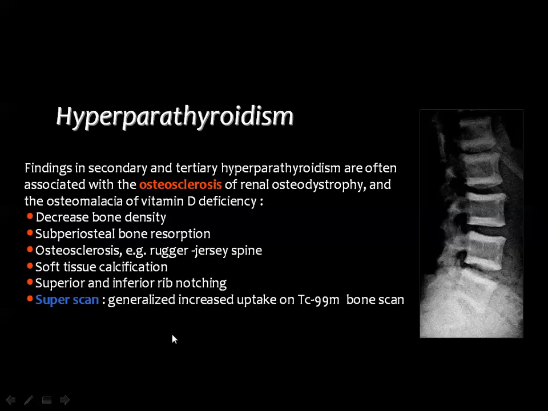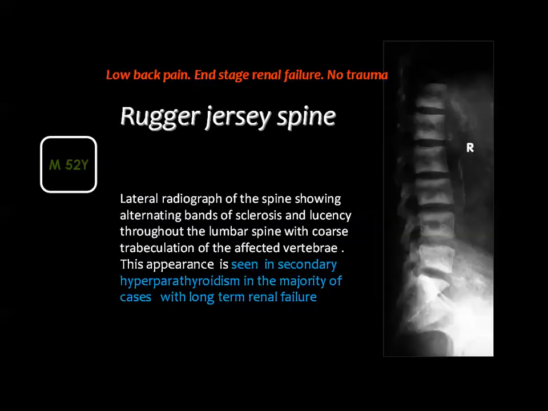Whenever you have a bone scan, you get what is known as a super scan, which means that there is increased intense uptake in the affected vertebrae. And this is a classic appearance by plain X-ray of the Rugger-Jersey spine.